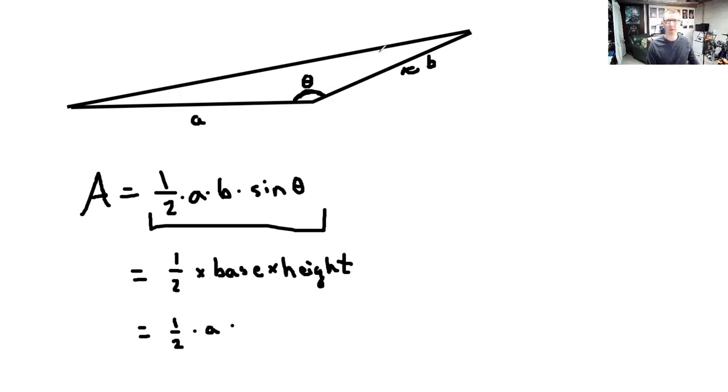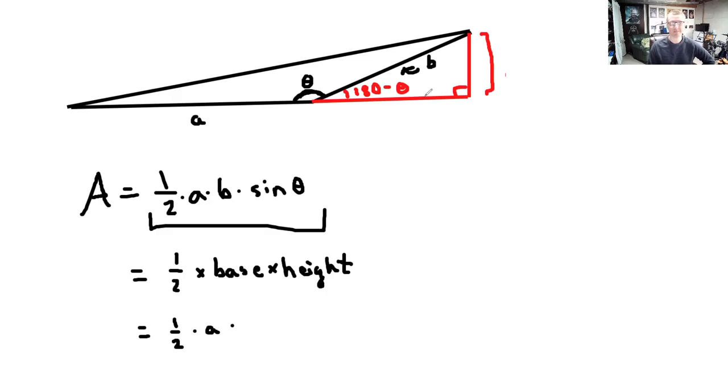You could also think about another triangle. You could think about this triangle here, which has a right angle in it. And then this angle here is nice. This is 180 minus theta. It's a really nice one. B is still the hypotenuse of this, right? And we want to know the height of this triangle over here. So how do you find that? Well, that's related to the sine of this 180 minus theta.